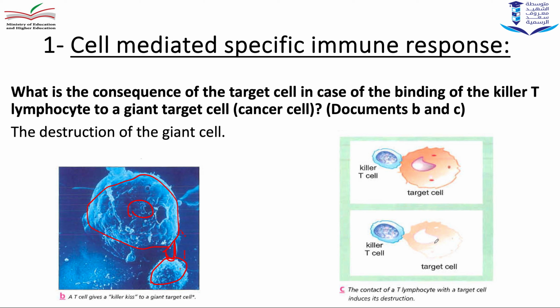The target is the host cell that will be its target, meaning this one will target this one to kill it, because they are specific in action. They can kill only this type of cell, not any cell. Because of that, it's called specific immune response. So what will be the consequence for the target cell in case of the binding between the killer T lymphocyte and the giant cell, which maybe is a cancer cell, maybe it's a cell infected by a virus, maybe it's an allograft cell. All of them are called non-self. So it will lead to the destruction of the giant cell or target cell.